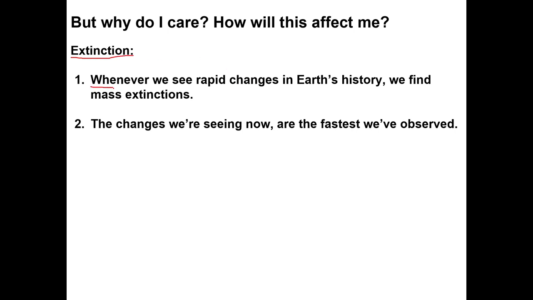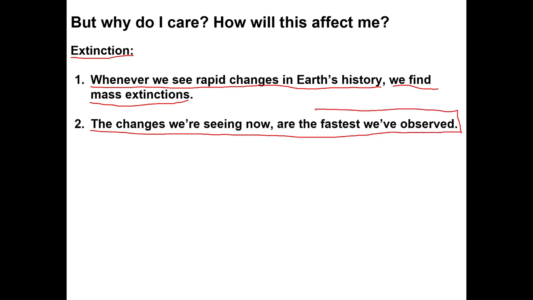In the Earth's history, whenever we see rapid changes, we find mass extinctions. Whenever the climate changes very quickly, we get a mass extinction. And there's been six or seven of them, if you include today, seven. The changes we are seeing now are the fastest we've observed.